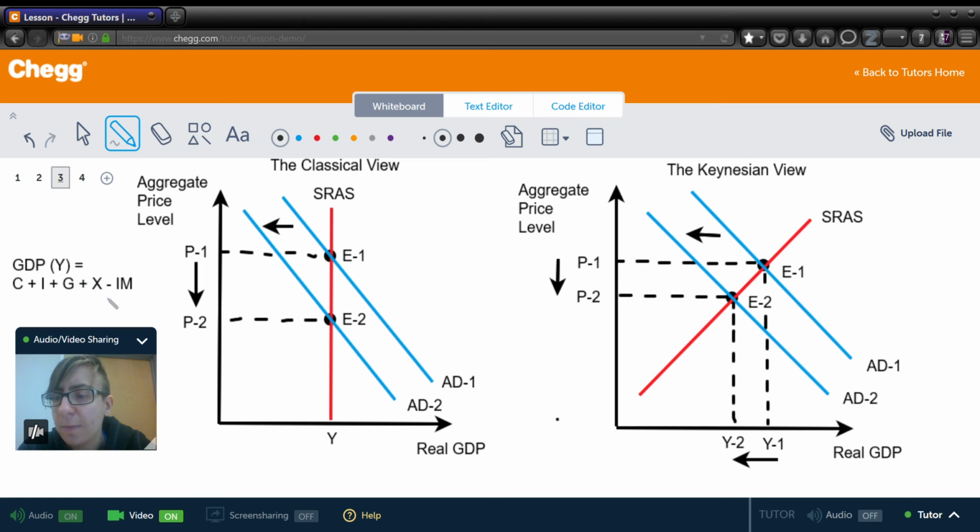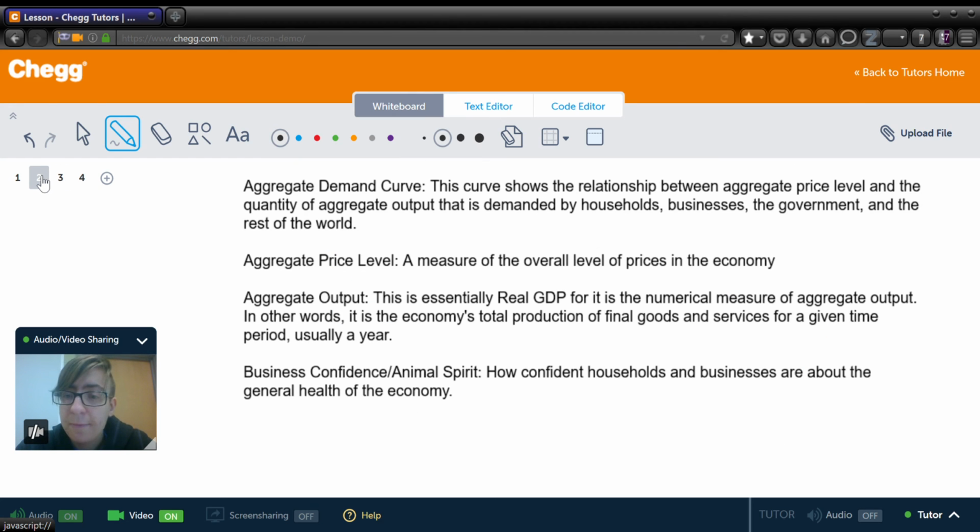Your professor may also have these two terms written as NX, which is really just X minus M, or exports minus imports. And then the business confidence, or animal spirit, is how confident households and businesses are about the general health of the economy. For example, right now, people are not too confident with the economy ever since the crash we had in 2008. Therefore, we have a low animal spirit or low business confidence, since many people are not investing.